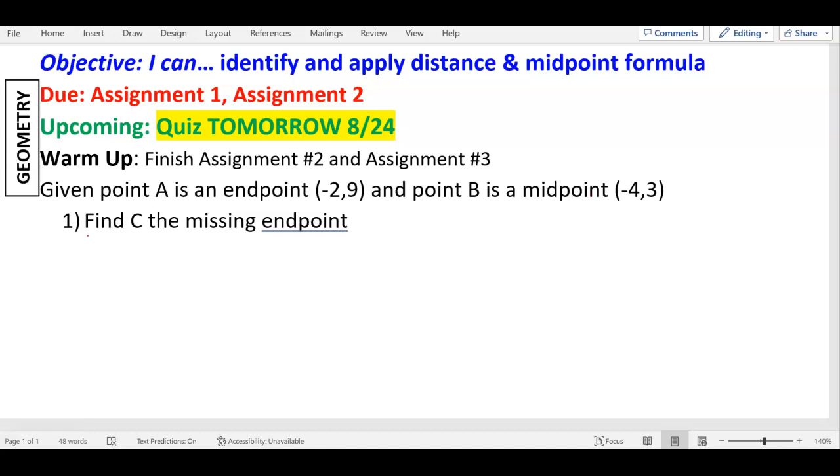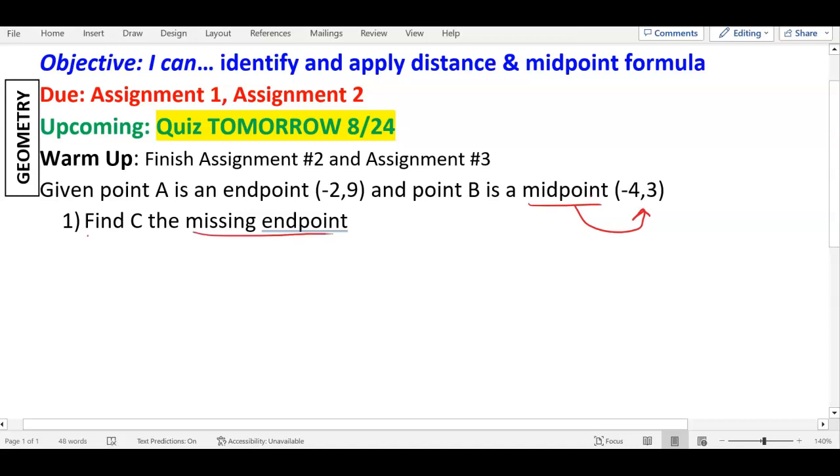And we're going to have a quiz tomorrow. We did move that due to scheduling. And we said that this is not finding a midpoint because we know the midpoint is this. We are looking for an endpoint.